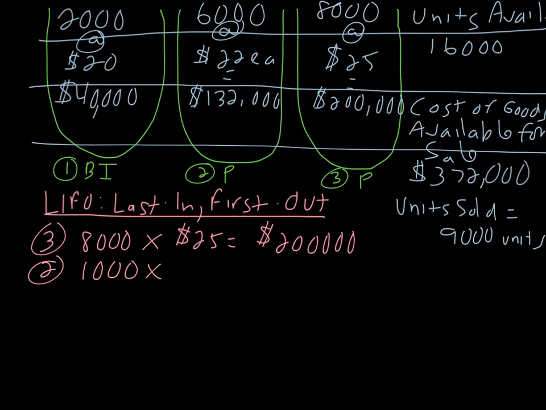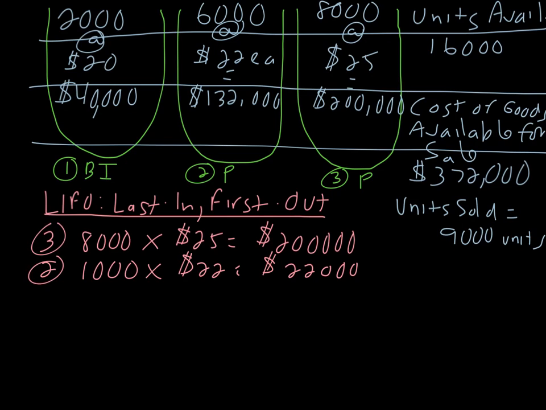How much did everything cost me in bucket 2? $22. So the total there is 1,000 times 22, $22,000. So there we go. We did it. We pulled 9,000 out of the buckets. I needed to pull 9,000 units out. I took 8,000 out of here. I took 1,000 out of here.